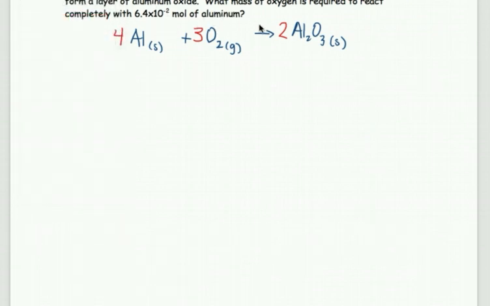So what mass of oxygen is required? So we need to find the mass of this one, okay? It is required to react completely with aluminum here. So we have the mole amount of aluminum. Okay, we don't have the mass, but we have the moles.